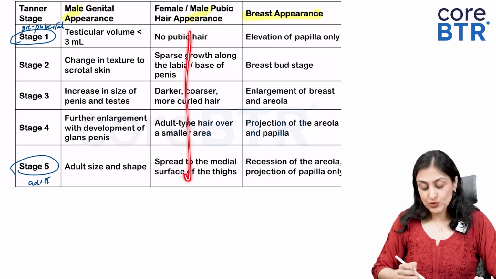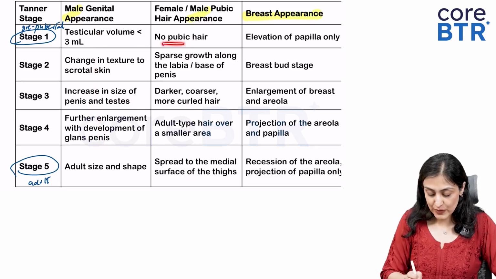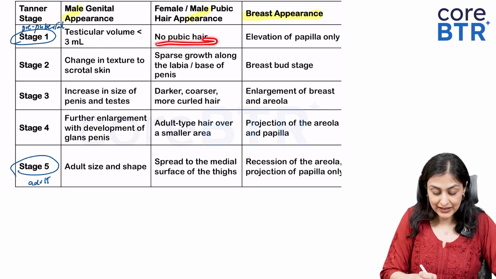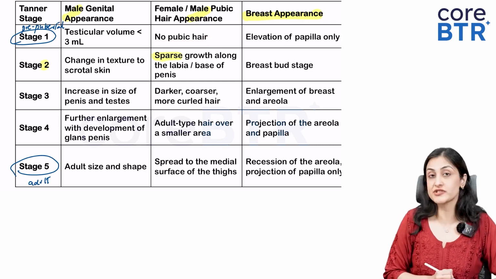Then they can ask you this, okay, more likely than male genital appearance. So this is where you can get a question: no pubic hair. Remember the buzzword sparse. जैसे ही सुनोगे sparse, think of stage 2.